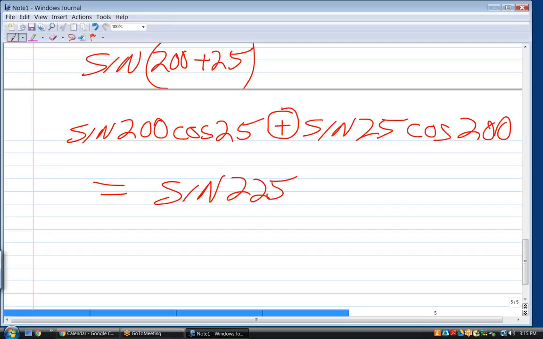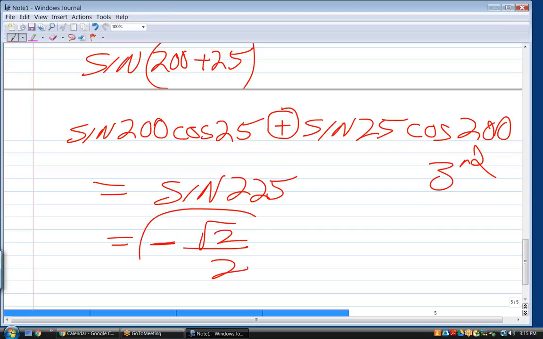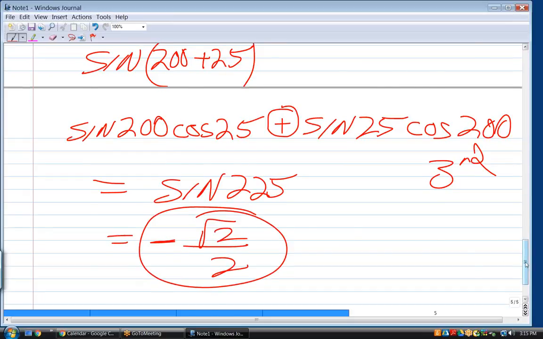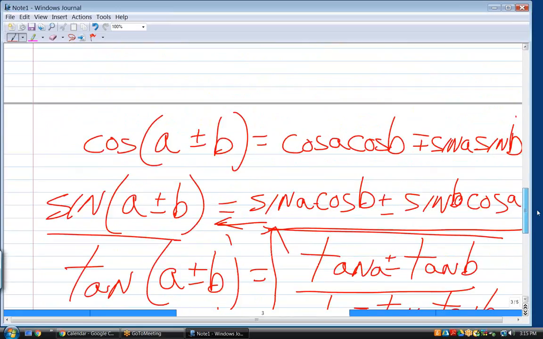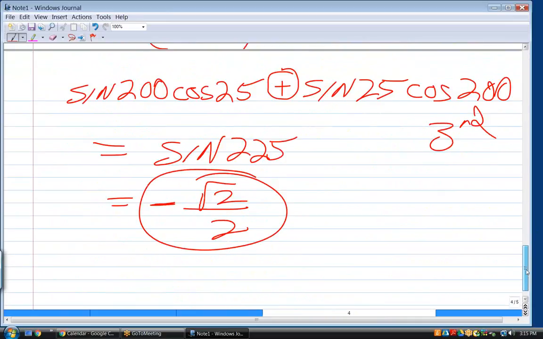Which quadrant? Oh, that's the third quadrant. Okay. What's the equivalent first quadrant angle? Root 2 over 2. Okay. Plus or minus? Minus, because it's in the third. And there's your answer. So that's what your expression was equal to.